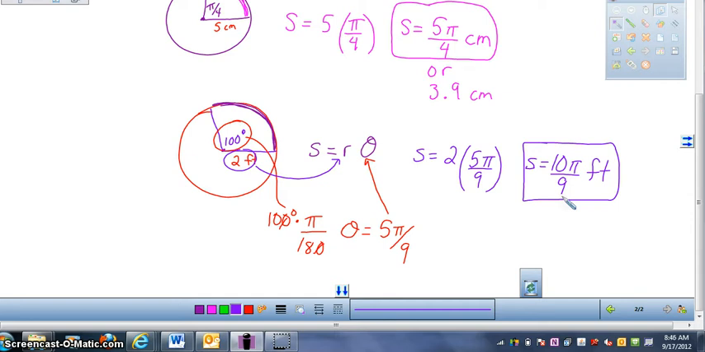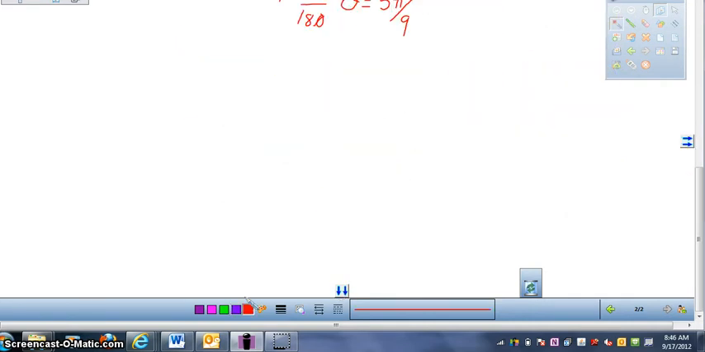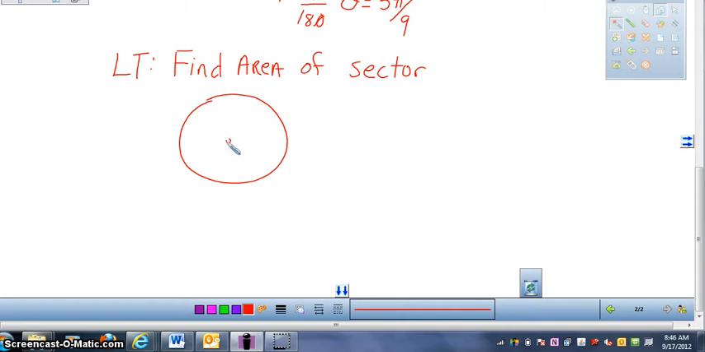So that's the first thing. That's arc length. Should be very, very easy. Plug and chug. The second learning target is to find the area of a sector. A sector is a piece of a circle. And it uses the central angle again.